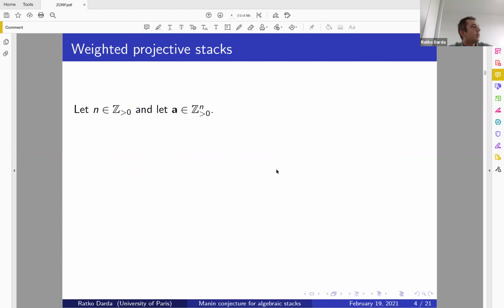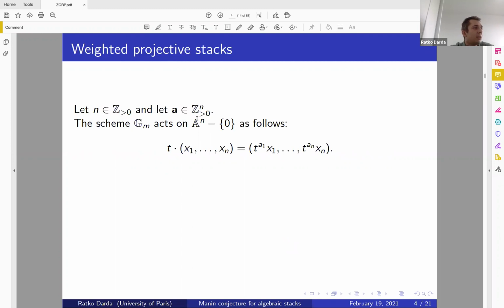The class of quotient stacks for which we will study the Manin conjecture are called weighted projective stacks. We take a to be a positive vector with integer entries. We have an action of G_m on A^n minus 0, where we act on the jth coordinate with weight a_j. We have this action, and we denote the quotient stack by P(a).